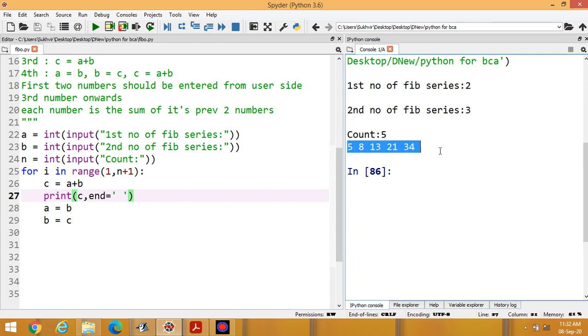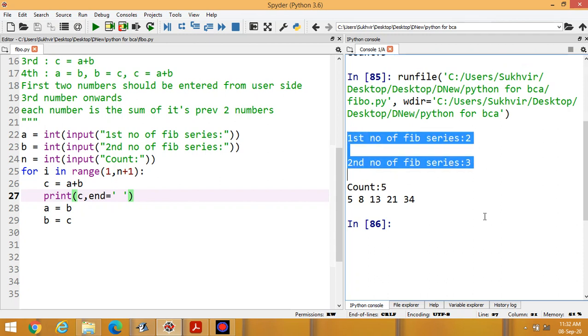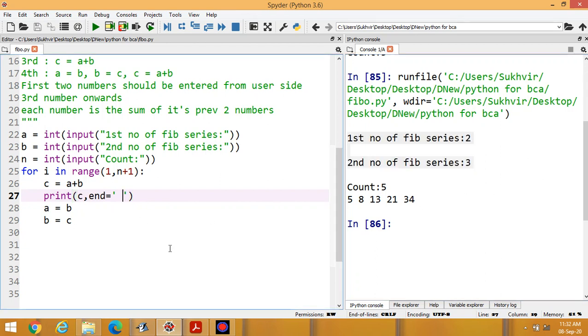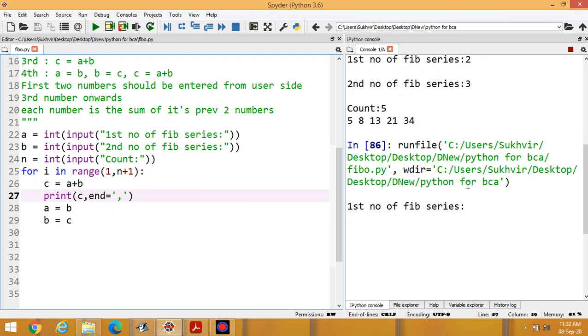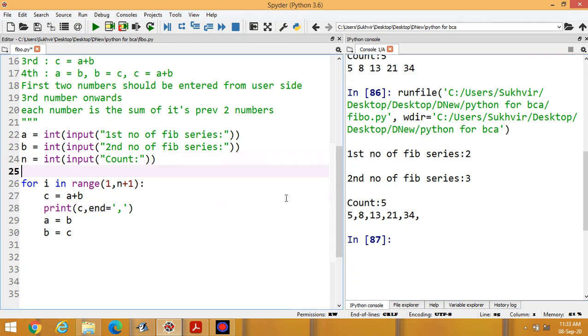Count is equal to 5. There are 5 numbers on the list. But what is required now? You have to display also the first 2 numbers. First 2 numbers are also required. Suppose I place comma here. You can place the comma inside the elements. 2, 3, 5 like this. 5, 8, 13, 21 and 34. You can display comma.